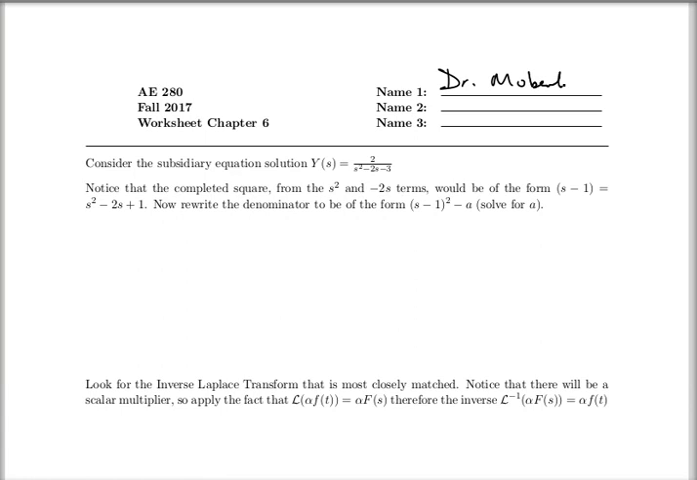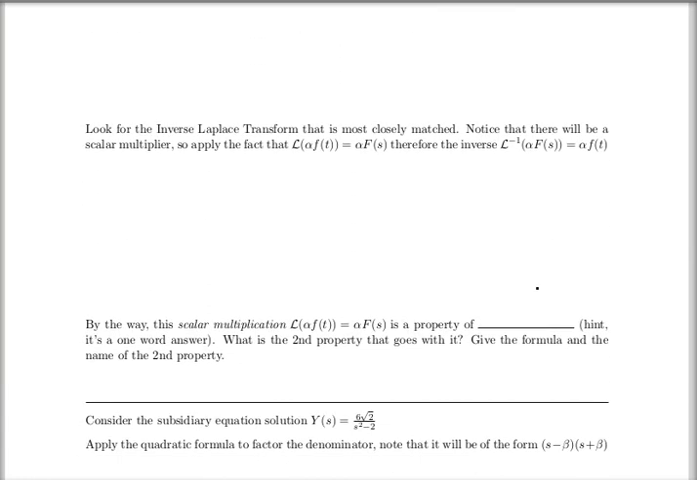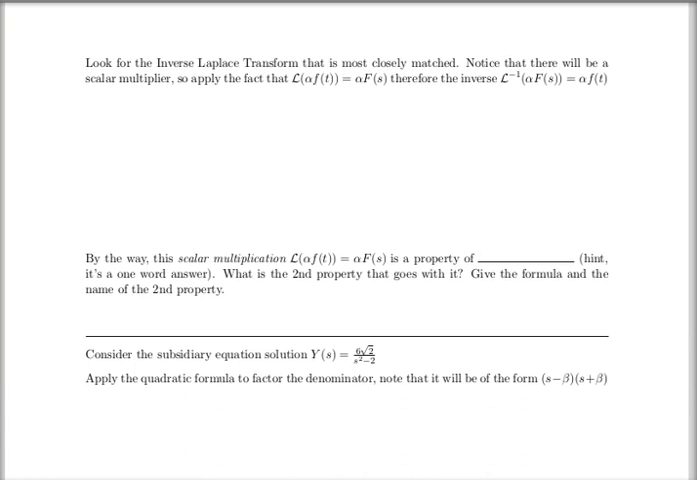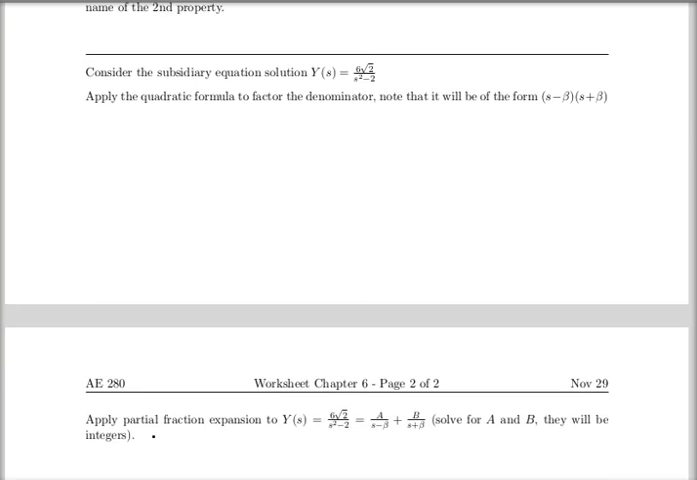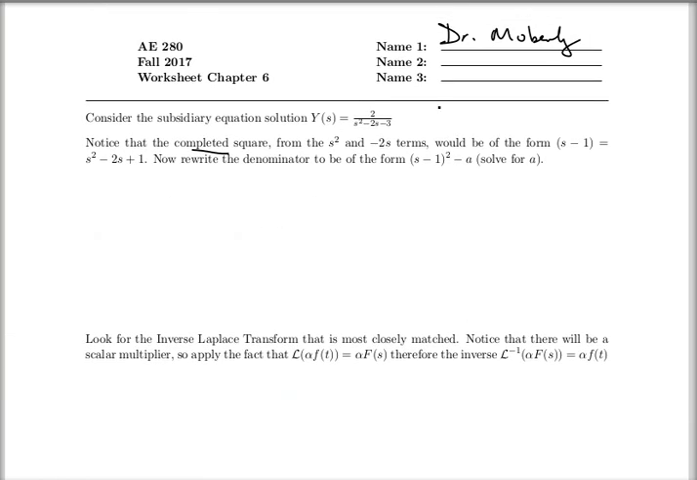We're going to work through the inverse Laplace transform two ways. We're going to do it by completing the square, and in the second example by partial fraction expansion. In the first example, we see that the minus 2s plus 4 would be an example of a perfect square.